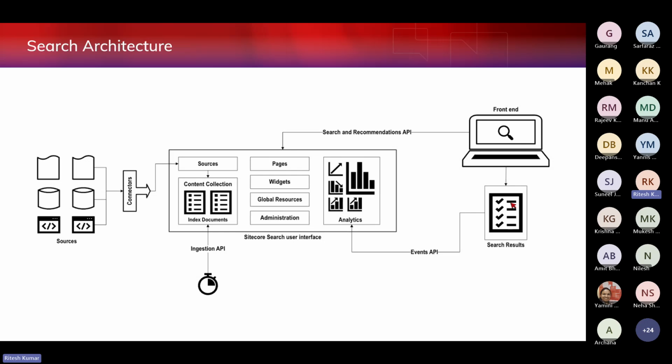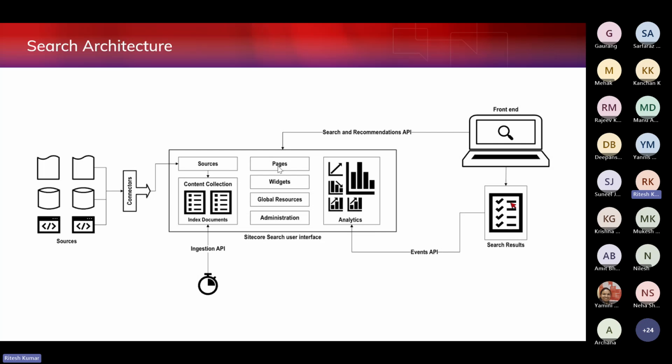Anything and everything which we want to make available on the site to search gets indexed as a document within Sitecore Search. That is called a content collection. Under that you have different indexes, for example, articles, blogs, and any other kind of product information that gets indexed.